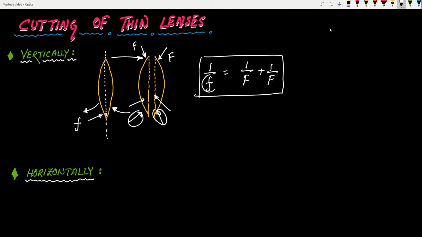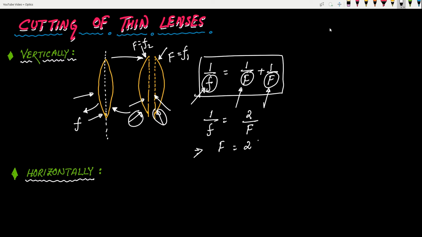If this is the combined focal length of these two, we know from the combination of lenses that 1 by fe is equal to 1 by f1 plus 1 by f2. Here f1 is basically capital F and f2 is also capital F. So we are just replacing the values of f1 and f2 here, and we are getting the combined focal length, that is this one. I hope this is clear. So we will get 1 by f is equal to 2 by capital F, or we can say that F is equal to 2f. This is what we actually need.